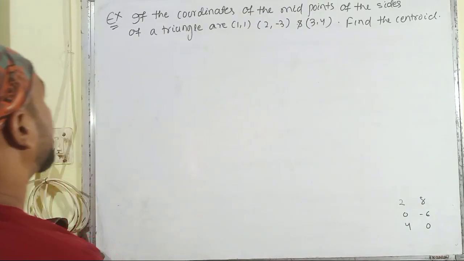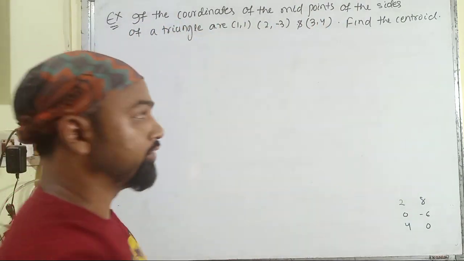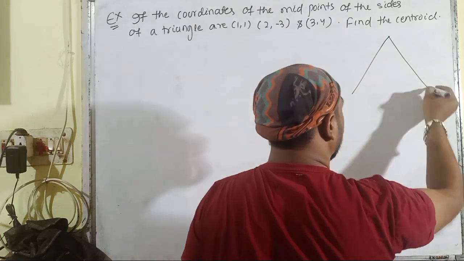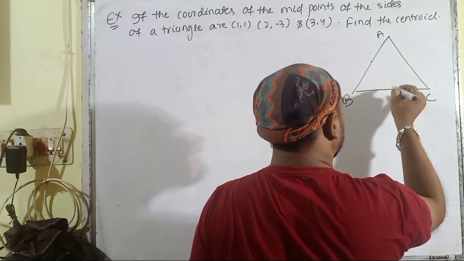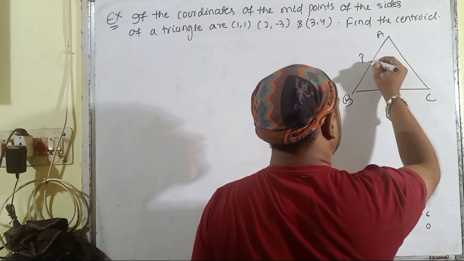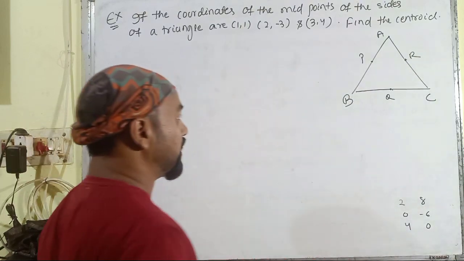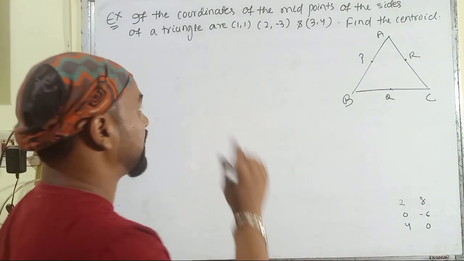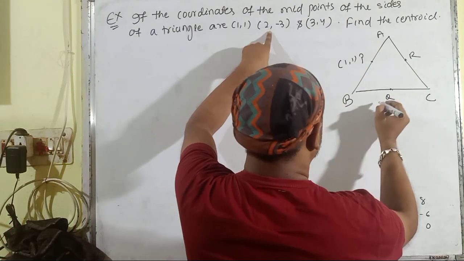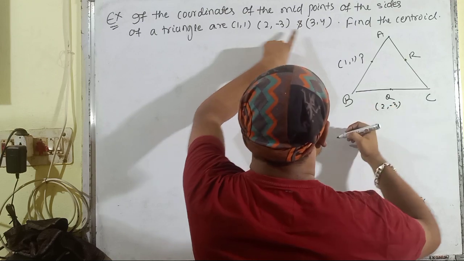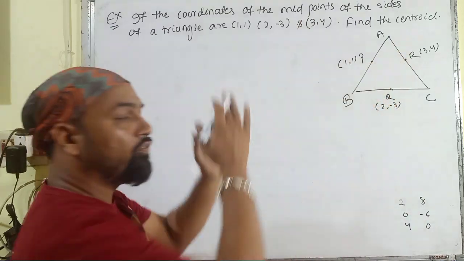Here is the next problem, and the question is like this: if the coordinates of the midpoints of the sides of a triangle are given. Let us go through the diagram first. Consider a triangle ABC. P, Q, R are the three midpoints of the sides AB, BC and CA respectively. The coordinates of the point P are (1, 1), the point Q is (2, -3) and the point R is (3, 4). The coordinates of the midpoints are given to you.